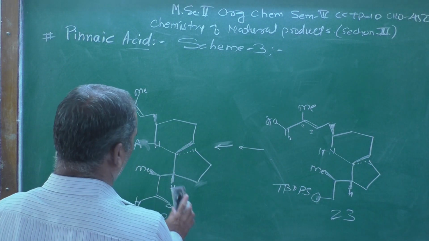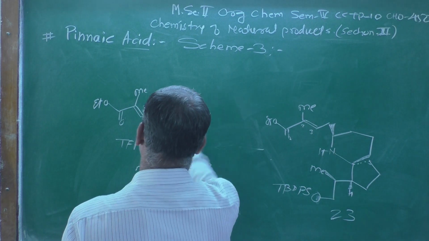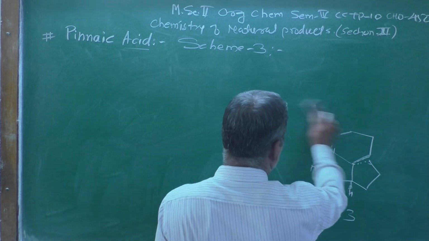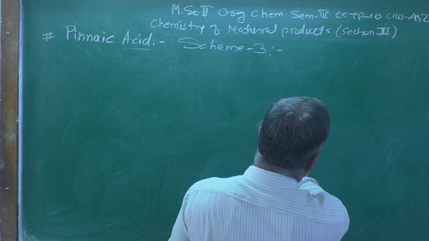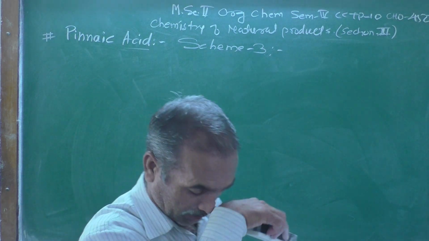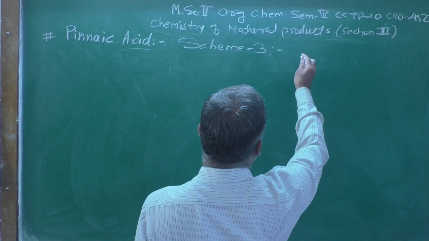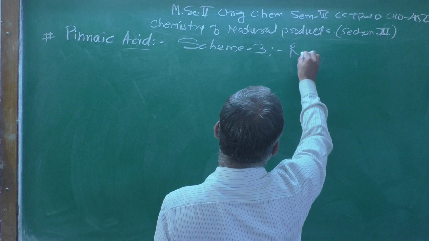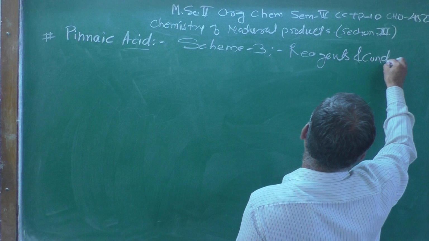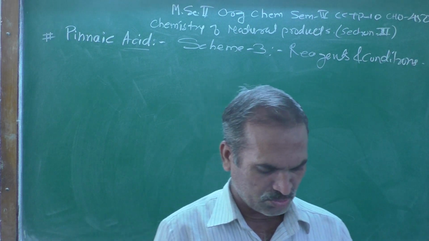Let us see, up to 24 we have seen, we got the proper skeleton which is required for the synthesis of the pinnaic acid, and the structure of 1 which we already discussed in our previous lectures. And now here is scheme number 3, that is the reagents and the conditions, which are as follows.